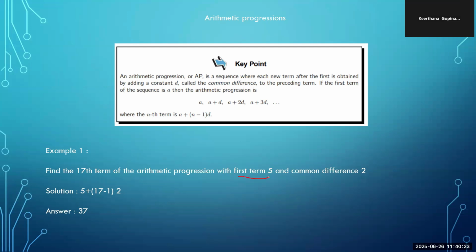Here, simple problem, 17th term, arithmetic progression, first term A is 5. So immediately it should strike you first term equal to A. Common difference is 2. So 17th term they want. So what is the answer? Quickly tell me. 85? No. A is what? 5. A is 5.